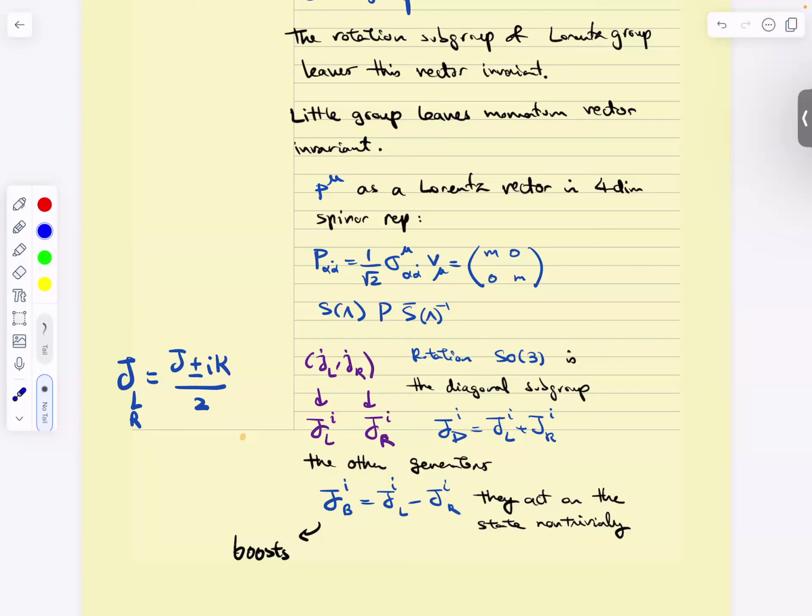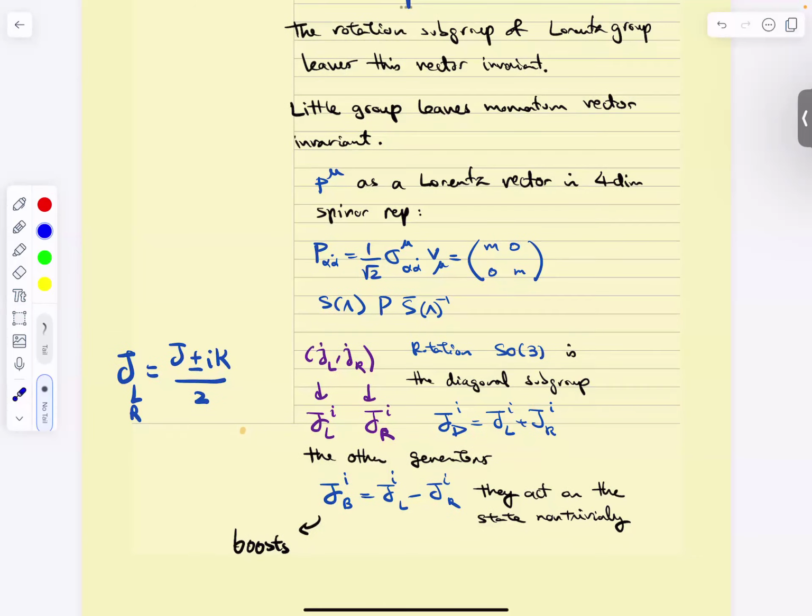If you want to know what are the other elements that change your K, your P mu? Boost. For a massive particle, boosts are the only things, because rotations don't change your P mu at all. It's trivial. What are those guys? They're just boosts. They're j left minus j right. But this analysis now is covariant.